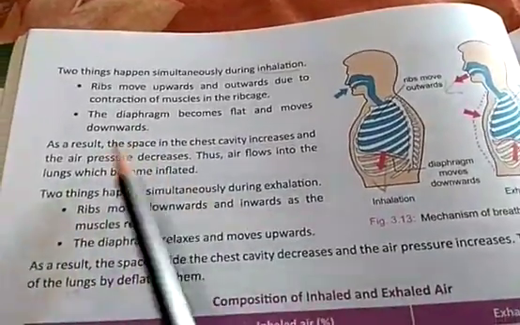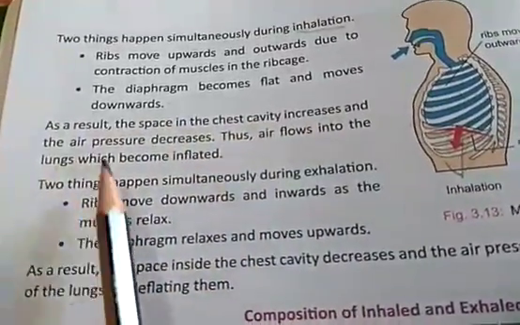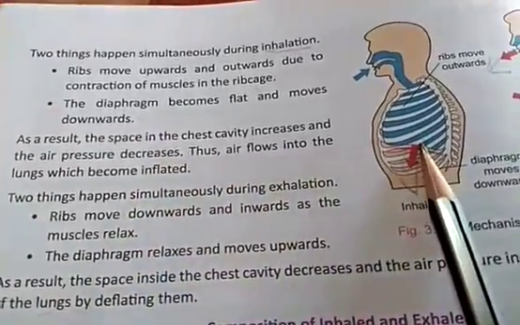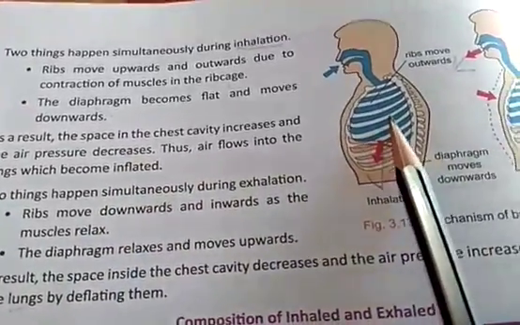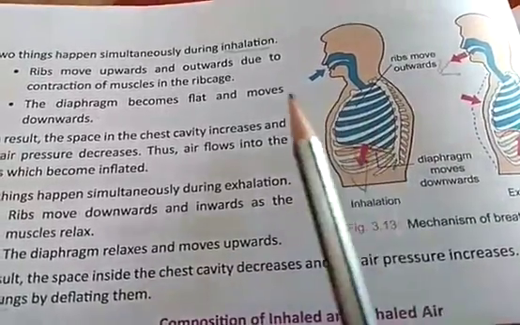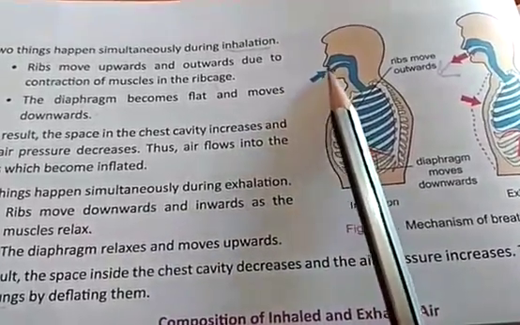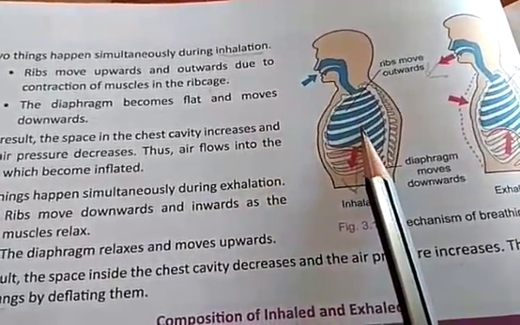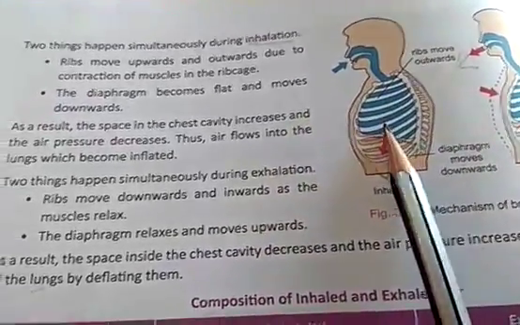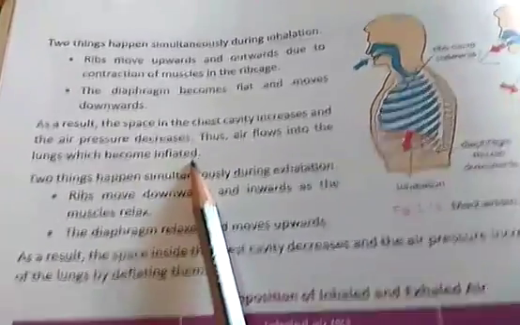Then what will happen as a result? The space in the chest cavity increases and the air pressure decreases. Since the diaphragm goes downward, the volume increases, and we know that if the volume is increasing, there will be less pressure inside compared to outside. So the gas from the region of higher pressure will go to the region of lower pressure. It means we take the air in. Thus air flows into the lungs, which become inflated.